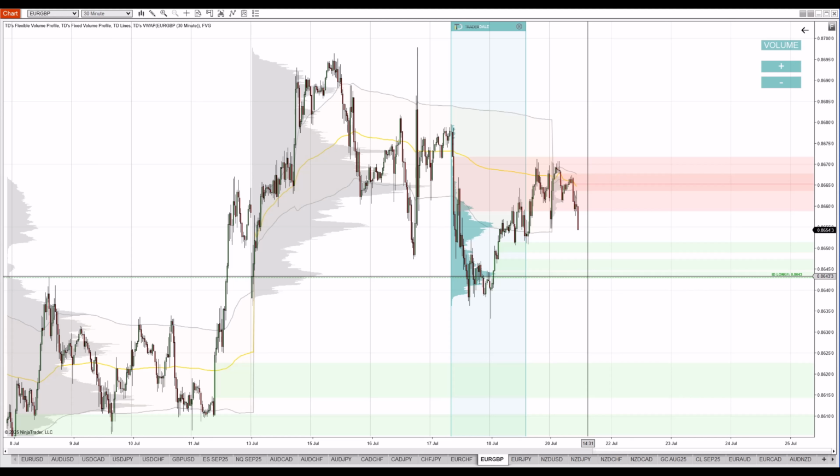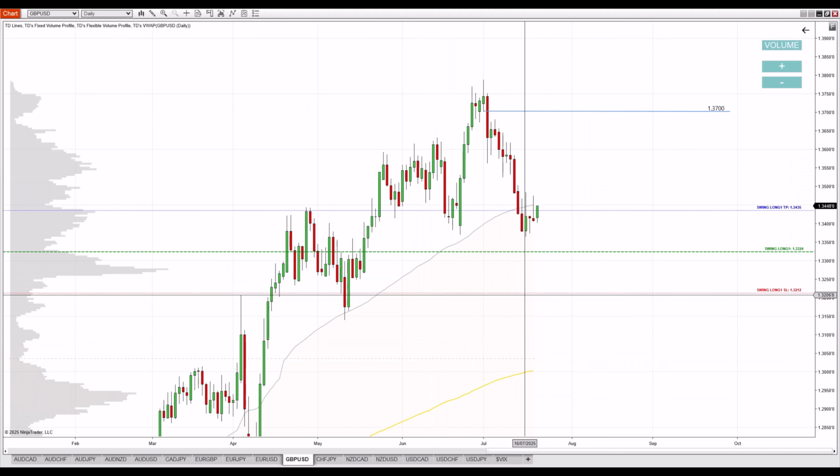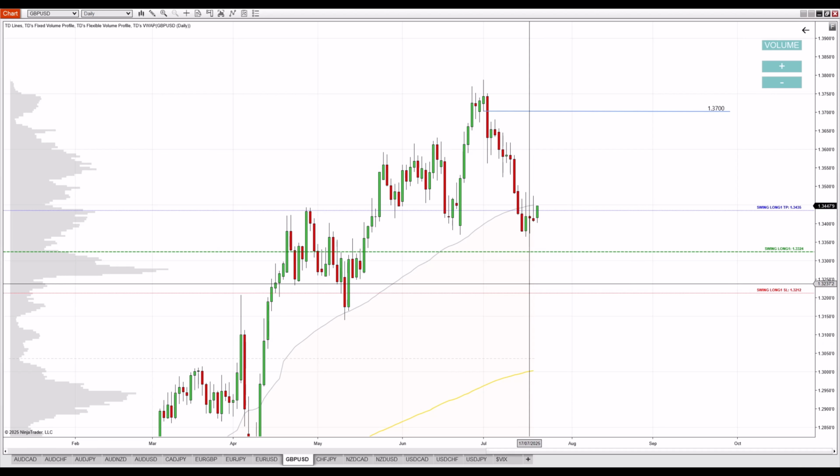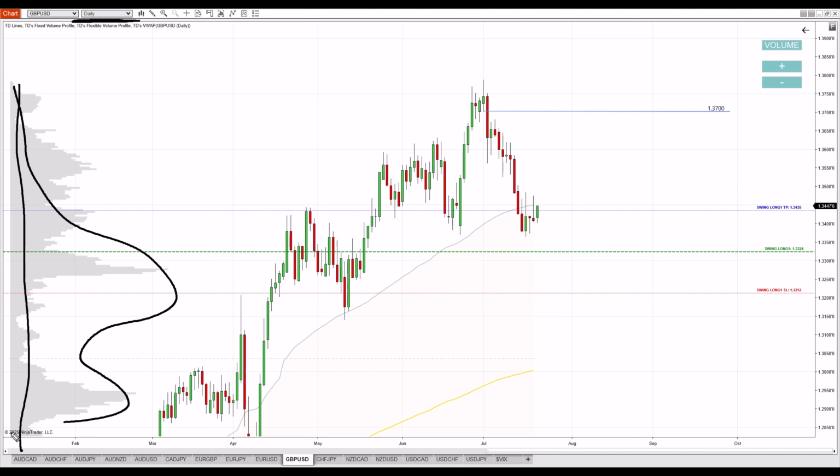Now what I want to do is switch to my swing trading layout. This is it, and I want to talk about a level which is on the British Pound US dollar. As you can see, this is a daily chart. A daily chart is my favorite for swing trading, and what I have here is yearly VWAP and also yearly volume profile. That's this volume profile right here.